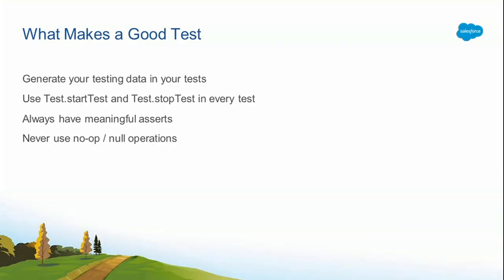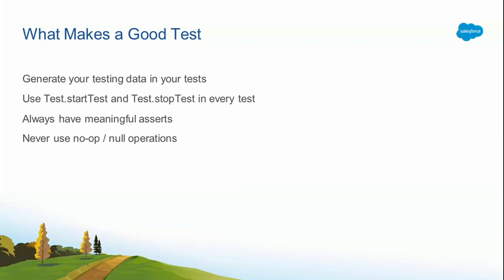So as a review, what makes a good test? Well, first and foremost, you always want to be generating your data in your tests. This has become very common now. It used to be that all your tests would read data from your production org. Now it doesn't if you're at a newer API version, but unless you absolutely positively know you have to use the org data, don't do it. If you don't know what that is, great, just ignore it.